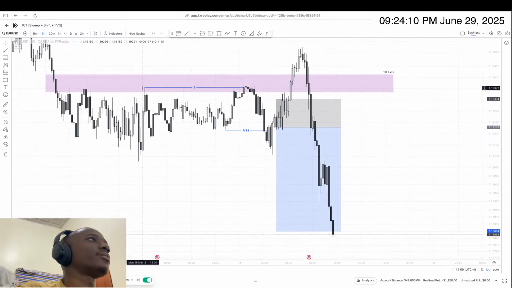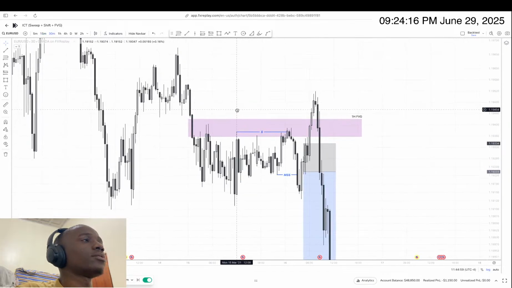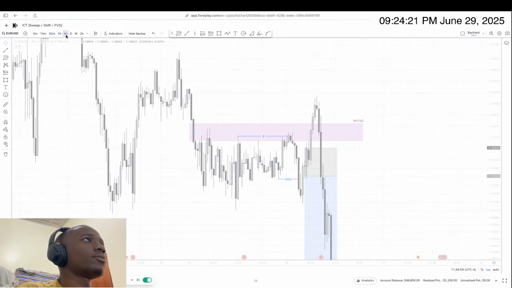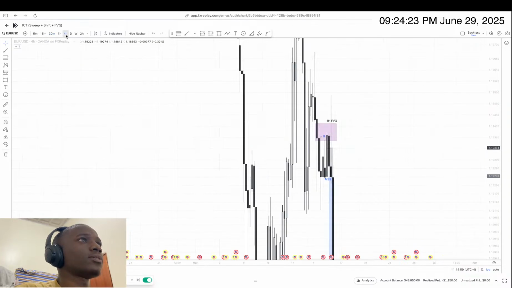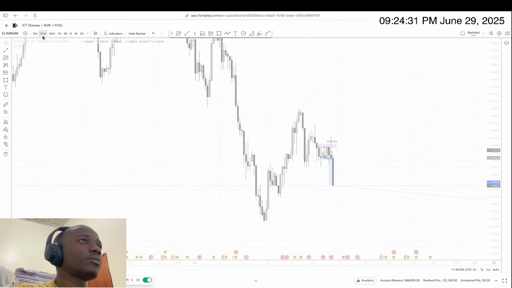Terrible pain. Took out the highs even more clearly. Nice retracement, 4 hour. How does this 4 hour look now? Full retracement into the OB. Retracement into the order block, then the drop.